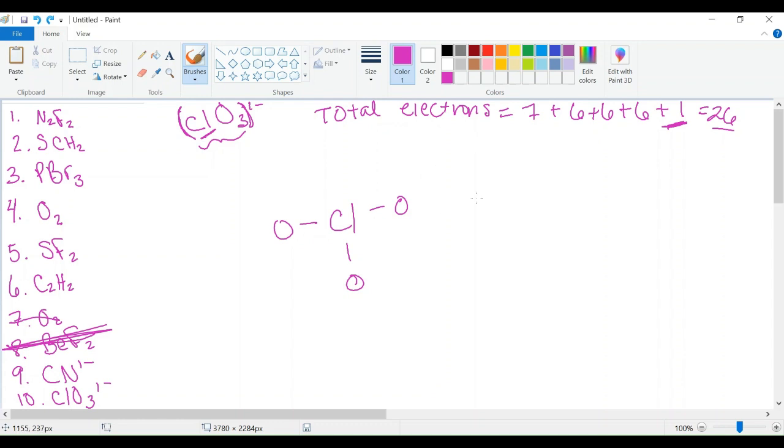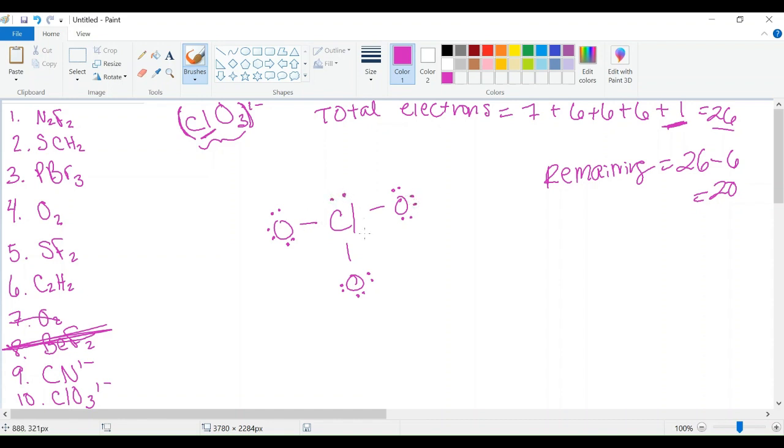Now I have to figure out how many remaining electrons I have. That's going to be the 26 I started with minus the ones that are in bonds. I've got 3 bonds. They each hold 2 electrons. So this is 20 electrons remaining. I'm just going to draw them around my other atoms. That's 2, 4, 6, 8, 10, 12, 14, 16, 18, and 20.